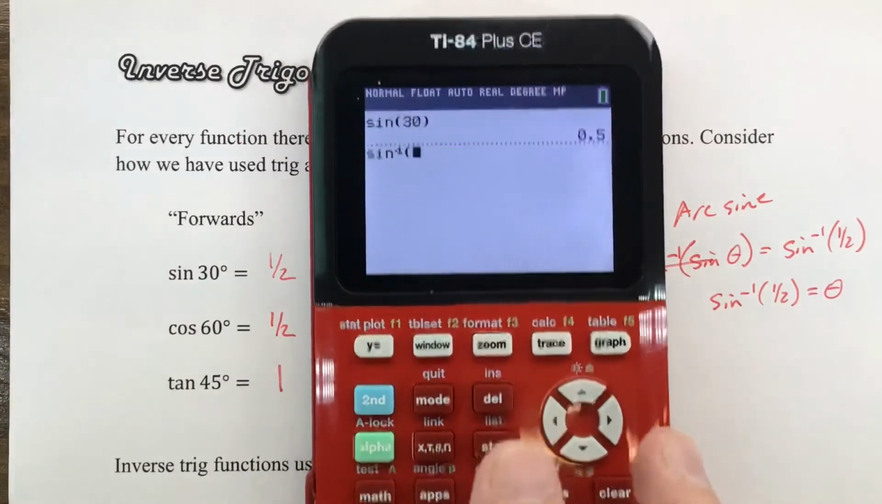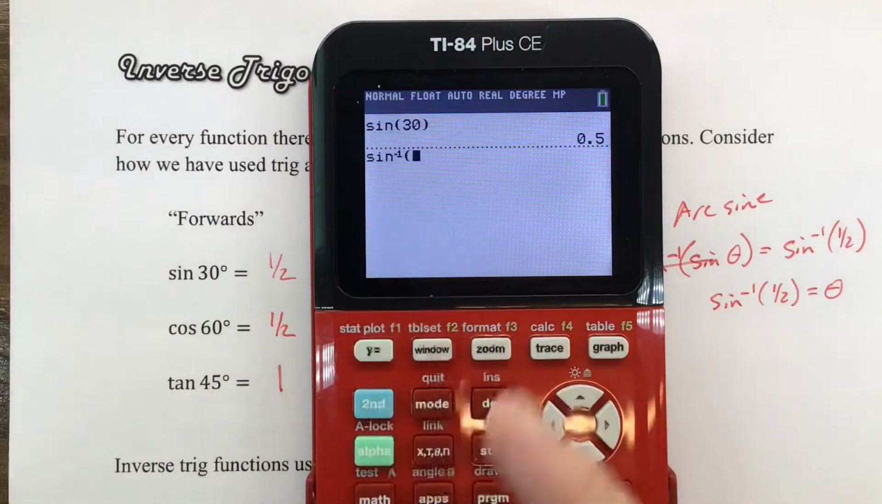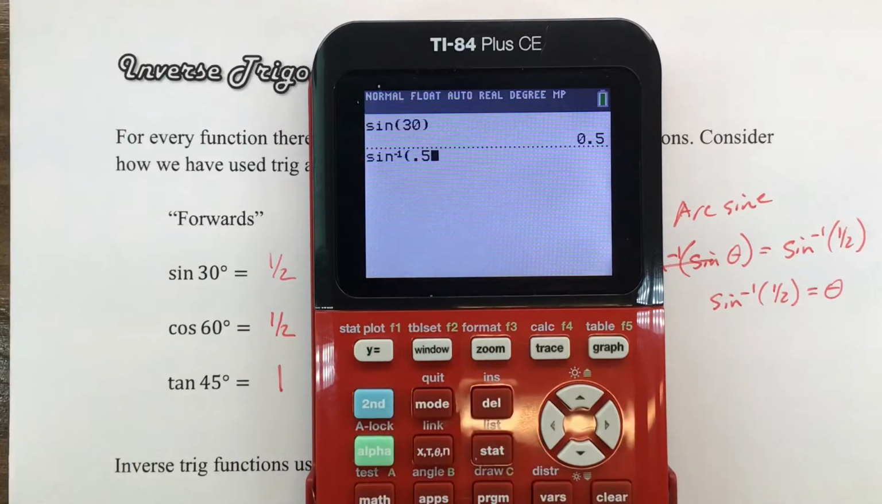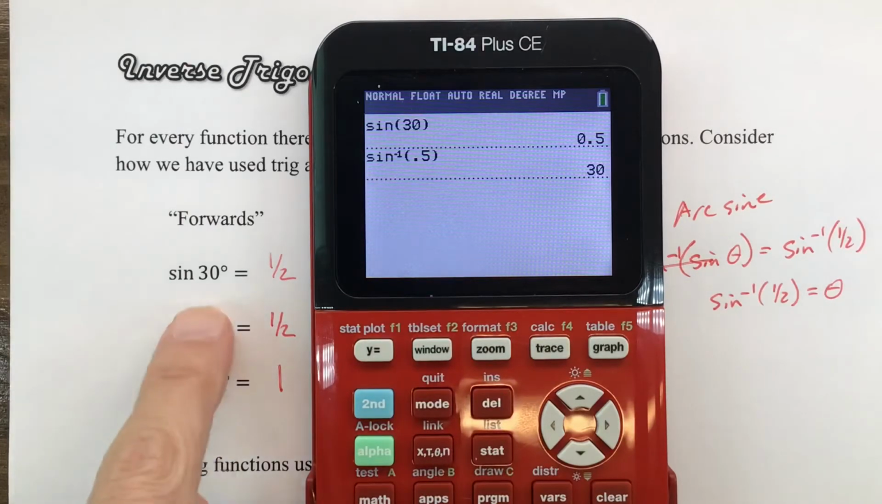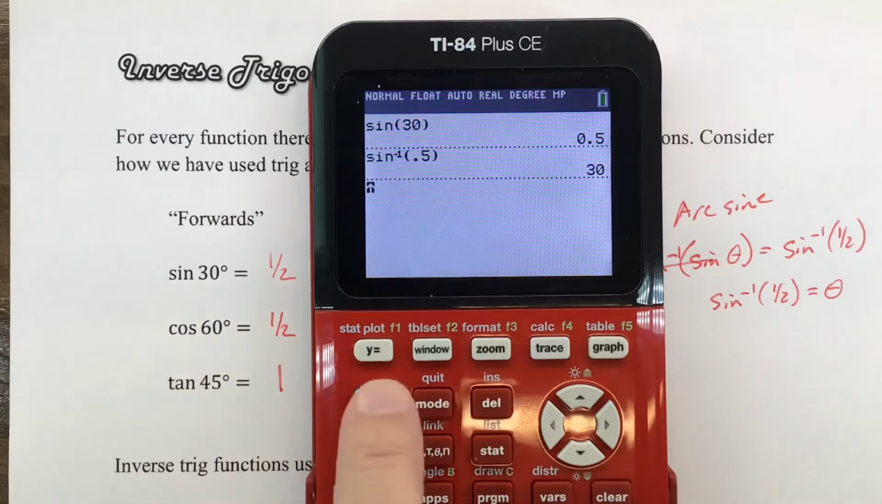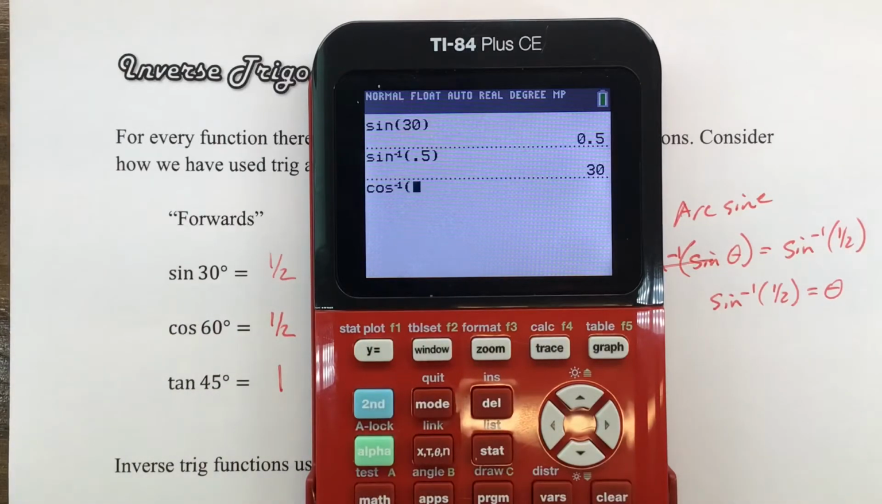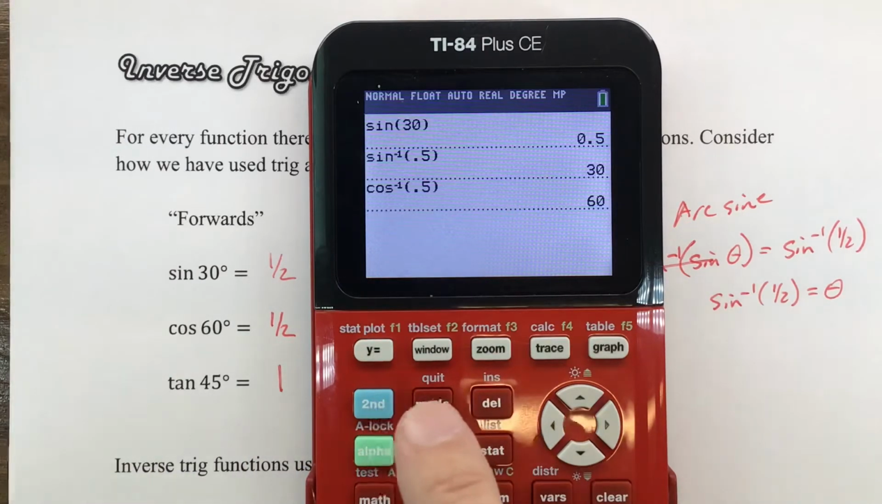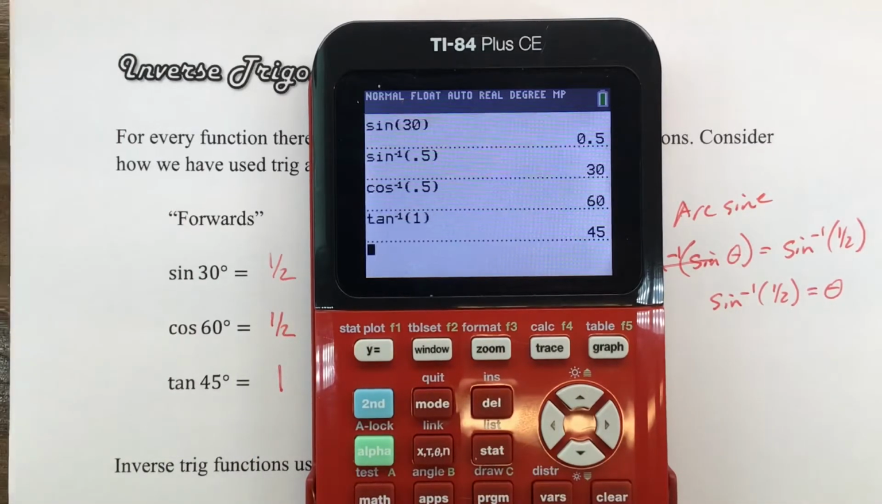So I can type that, but you definitely want to see that -1 for this part. I'm going to type the ratio in, and that's going to come back as 30 degrees. Now I'll do the same thing for cosine. So arc cosine of 1/2, that's going to come back as 60 degrees. Works out. And we're going to do the arc tangent of 1, and that's going to give us back 45.